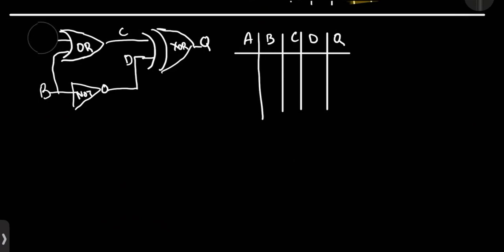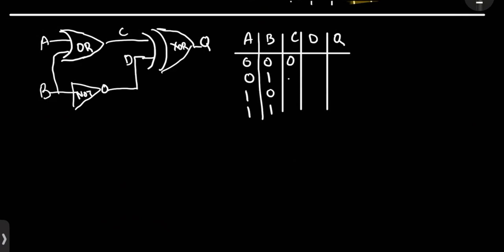The only inputs we have are A here and B here, so it's the same thing: 0, 0, 0, 1, 1, 0, 1, 1. Okay, now let's look at C. What is C? C is just the output of the OR gate, right? So what would C be here? A is 0, right? Because it's two zeros. What would C be here?